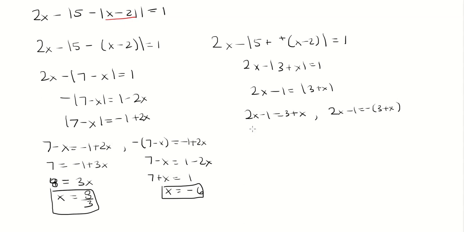So this one we can subtract x from both sides and then add 1. And now we can multiply both sides by negative 1 if we wanted, or distribute the negative. It doesn't really matter. We'll add 2x to both sides, subtract 3, and divide by 3.